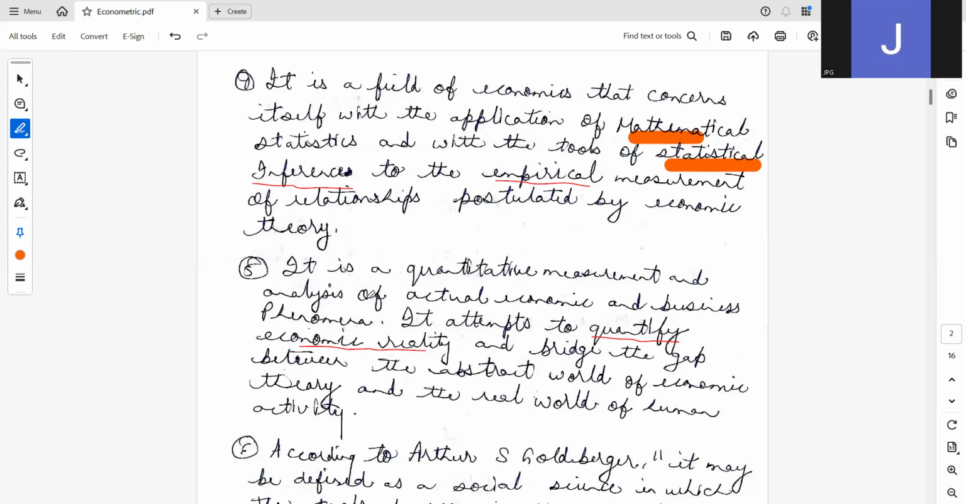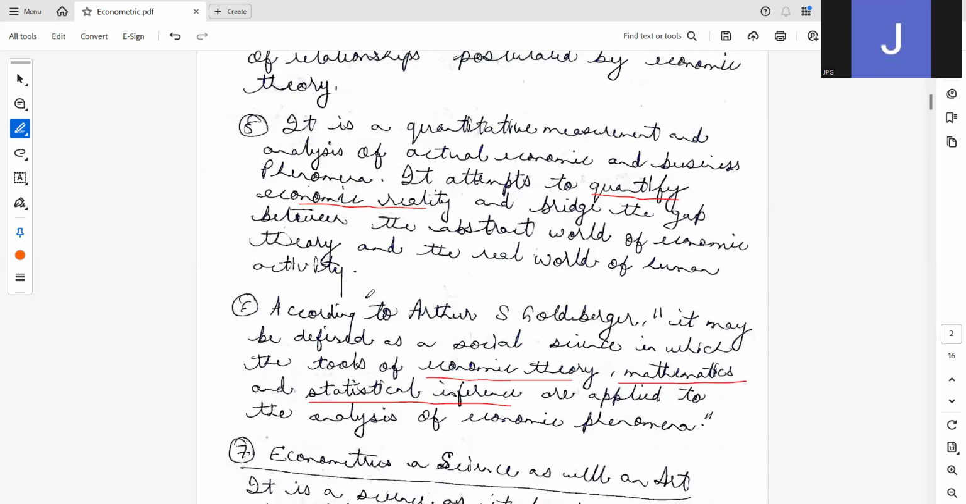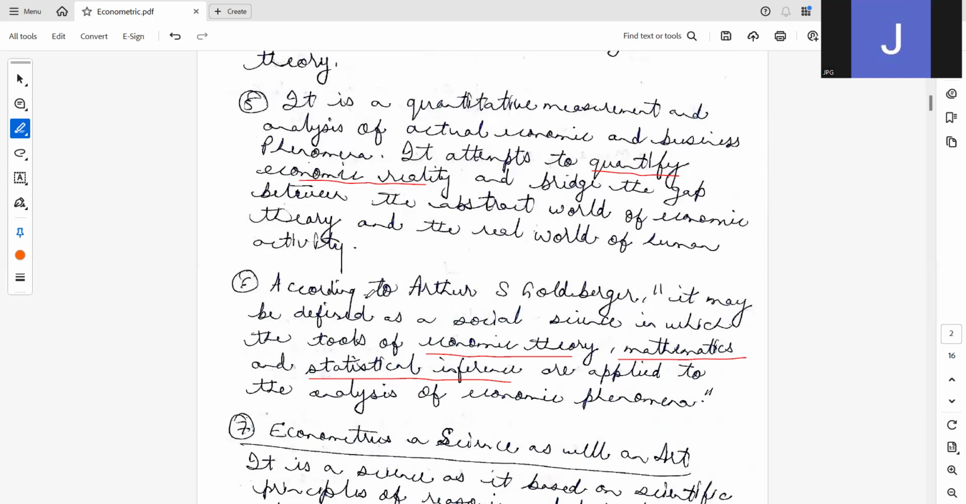So econometrics is a subject which is not based on the knowledge of only one particular part. You need to have economic theory, you need to know about mathematics, and statistical tools. All these three things go together, and that's how you end up studying this subject of econometrics.